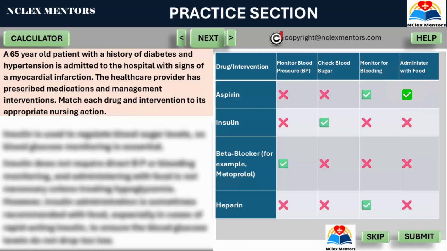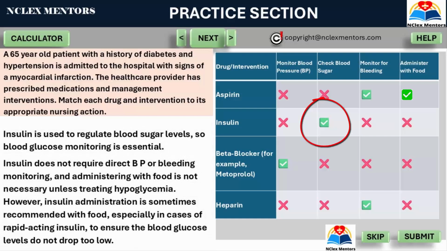Let's now see for insulin. Check blood sugar. Insulin is used to regulate blood sugar levels, so blood glucose monitoring is essential. Insulin does not require direct BP or bleeding monitoring, and administering with food is not necessary unless treating hypoglycemia. However, insulin administration is sometimes recommended with food, especially in cases of rapid-acting insulin, to ensure the blood glucose levels do not drop too low.